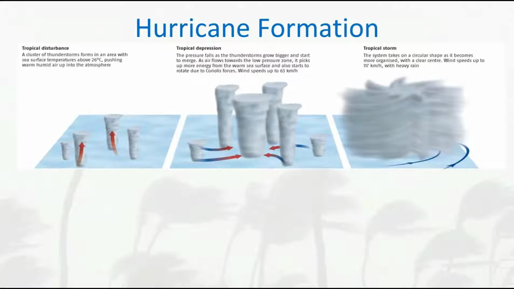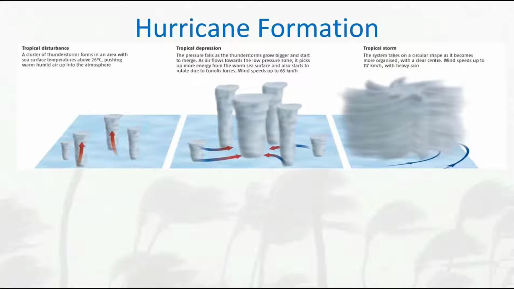Once the depression becomes more organized and gets a more circular shape, wind speeds typically will become faster with heavier rain, and the surface pressure will begin to fall. Once a tropical storm becomes better organized with more thunderstorms around the center of circulation, sustained winds will continue to pick up and get faster, and the surface pressure will continue to fall, which will lead to the formation of a hurricane.